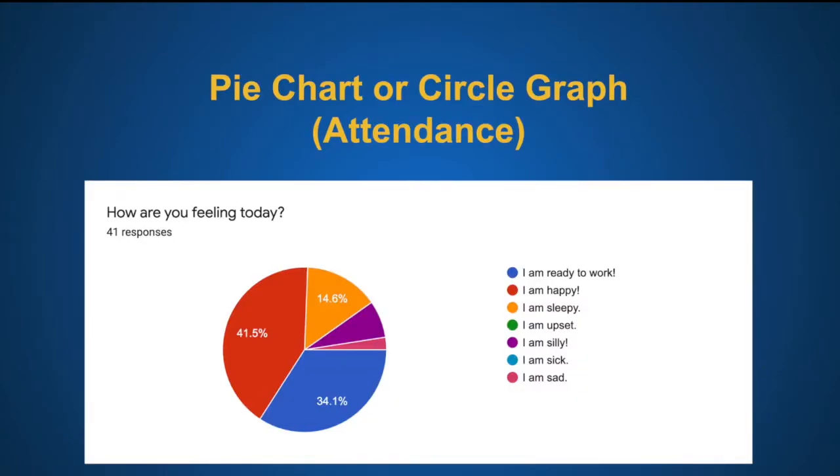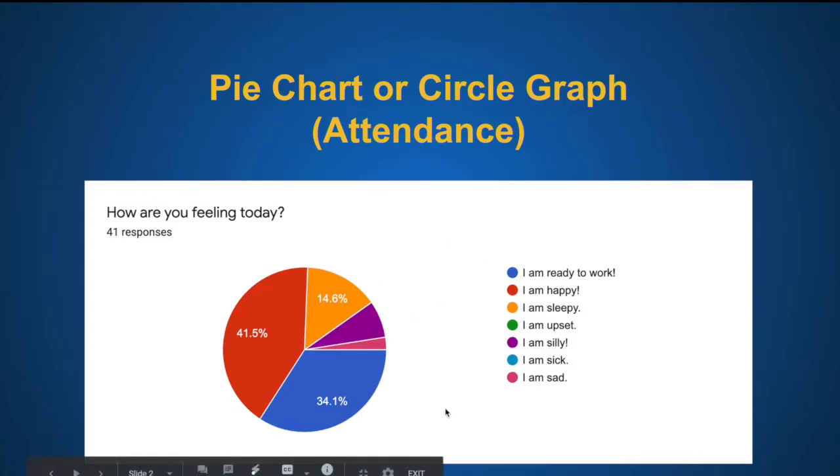This is an example of the kind of graph that I can get from Google Forms. This one's from one of our attendances. The question was, how are you feeling today? And I gave you a bunch of choices. You see these choices every day. This is a kind of graph called a circle graph or a pie chart, because it's like a pie cut into different colored slices. On this kind of graph, the size of the slices means more people chose that option.